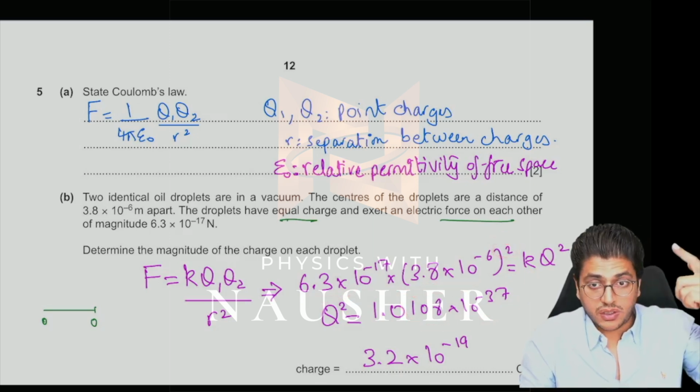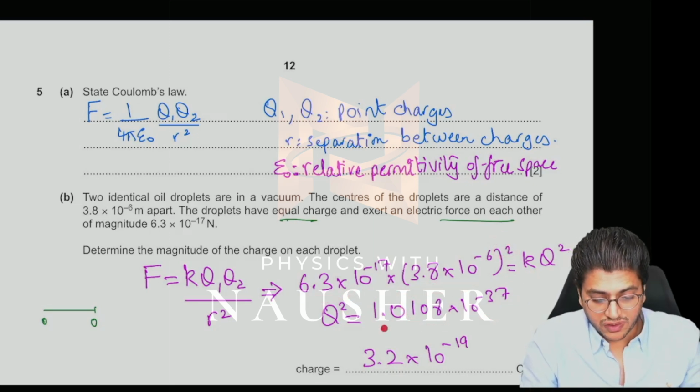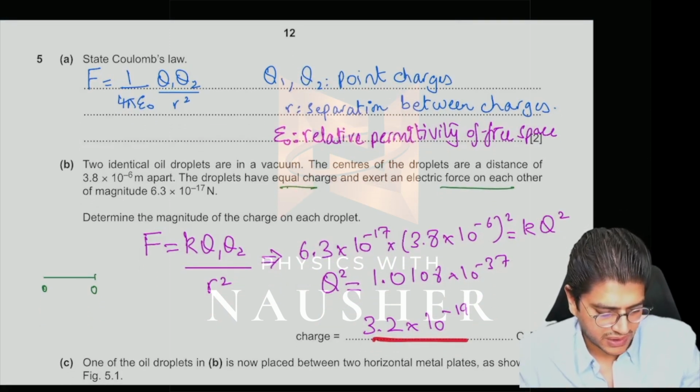The value was 8.99 into 10 to the 9. You'll get the value of Q square as this. Then you take an under root. This is your charge, 3.2 into 10 to the minus 19.